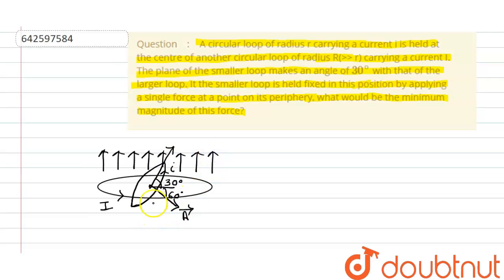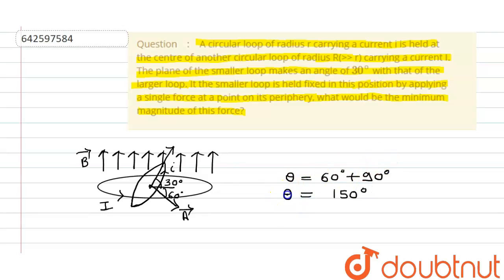Now we can see how much angle this vector A will make with the magnetic field. This angle theta will be 60 degree plus 90 degree, because this vector area A makes 60 degree angle with the plane of the larger loop and this plane of the larger loop makes an angle of 90 degree with the magnetic field. So now what we will get here? We will get 150 degree.